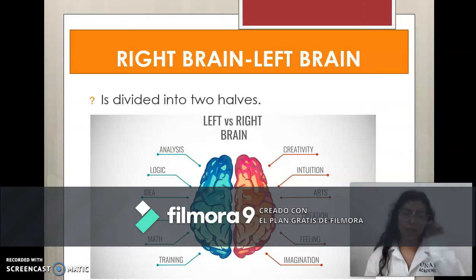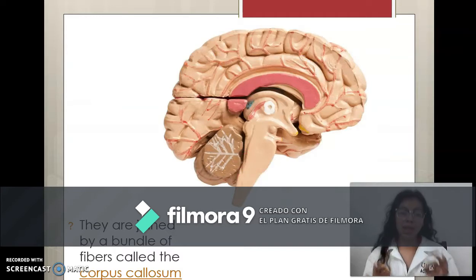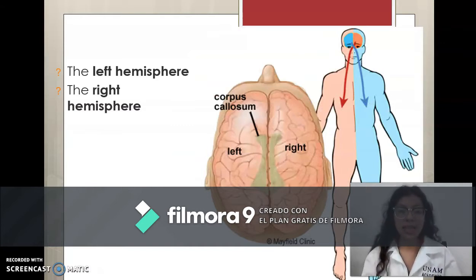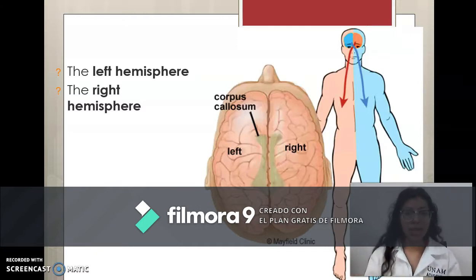Now, another classification in the brain is the right and left brain. One important fact to mention here is the bundle of fibers called the corpus callosum, that is the connection between them. Now, the classification is the left hemisphere and the right hemisphere. Each hemisphere controls the opposite side of the body. If a stroke occurs on the right side of the brain, your left leg may be weak or paralyzed. Now, the left hemisphere controls speech, comprehension, arithmetic, and writing, and the right hemisphere controls creativity, spatial ability, artistic and musical skills.